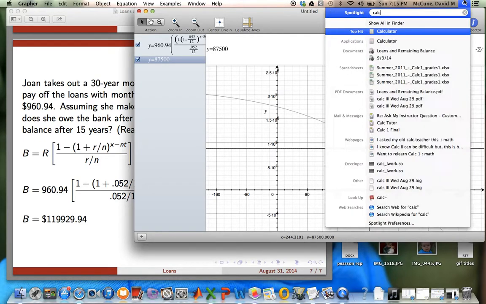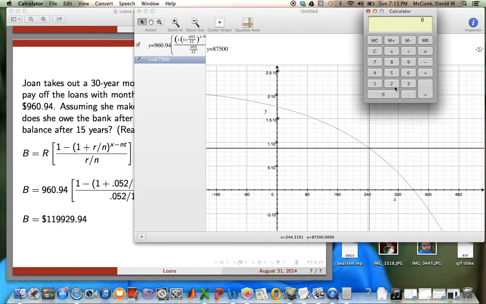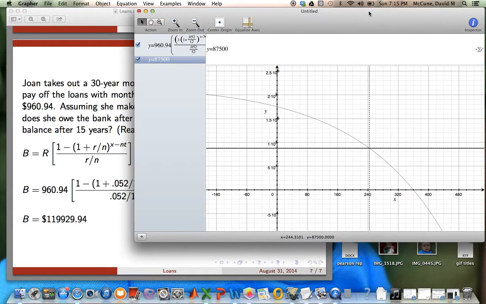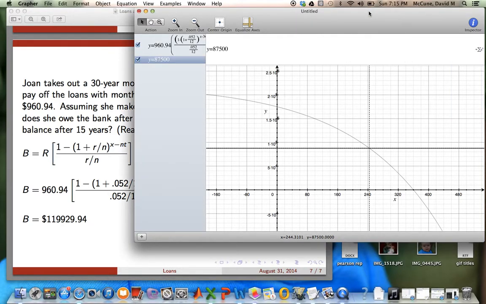So let's just figure out how many years that is. So 244 divided by... Okay, so that's almost 2/3 into the loan. All right, so it's a 30-year loan. That means it's going to take about 20 years until you've cut the principal in half.